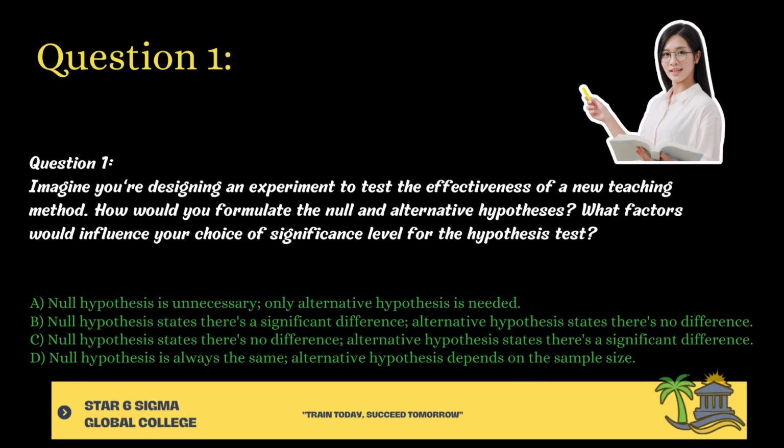Question 1. Imagine you're designing an experiment to test the effectiveness of a new teaching method. How would you formulate the null and alternative hypotheses? What factors would influence your choice of significance level for the hypothesis test? Select A, B, C, or D amongst your team. Go ahead and pause the video until your team is ready to resume.